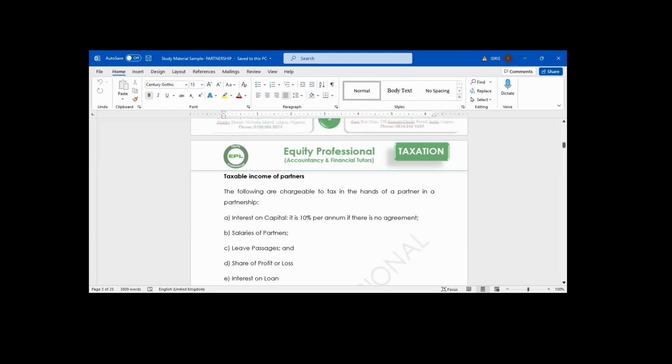If there is capital contributed by each of the partners, the partnership business is going to be paying interest to each of the partners on that capital contributed every year. That interest paid to the partner is an income to the partner. It's an income to them, but it's an expense to the partnership business.